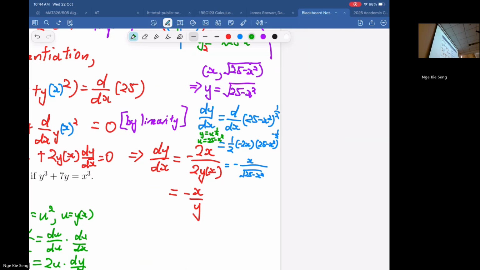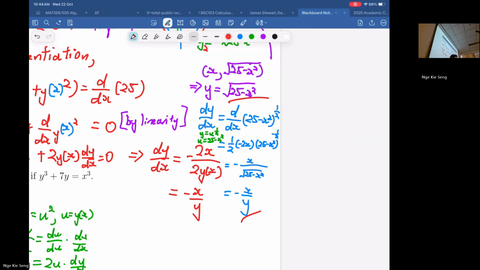Almost. Because we already assume our y is the upper semicircle, it's a positive square root of 25 minus x squared here. So it's really equal to negative x over y, because this y here comes from the y above.